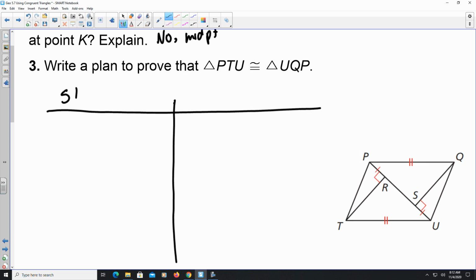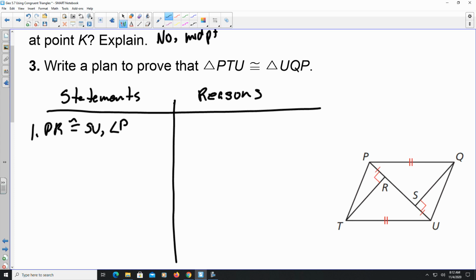Okay. So I've got my statements, and I have my reasons. First part, looking at the diagram, it says that PR is congruent to SU, and it says that angle PRT and angle QSU are right angles.